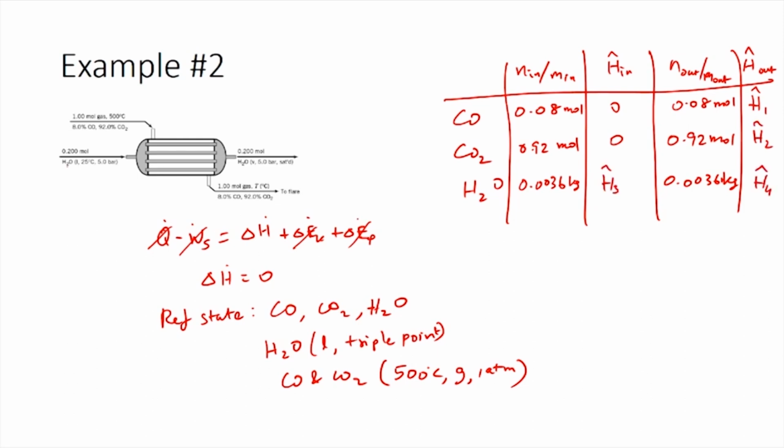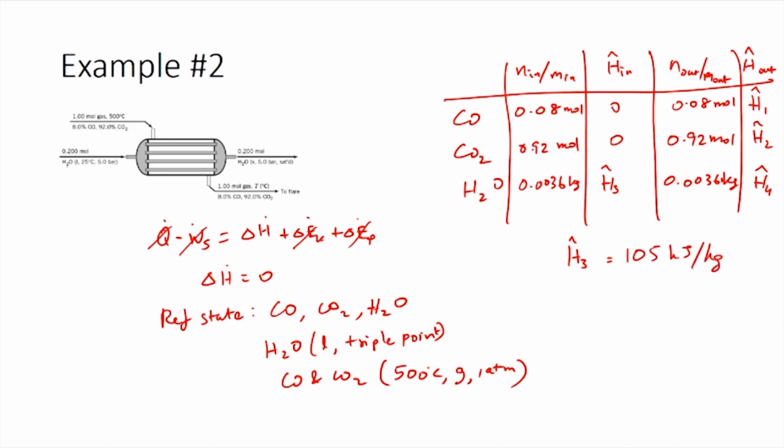So, H3 cap and H4 cap we can look up in steam tables. We have information about the inlet and the outlet conditions. The inlet condition says water at 5 bar, liquid, 25 degrees Celsius, and the outlet condition is water vapor at 5 bar and saturated. So, H3 cap would be equal to 105 kilojoules per kilogram from the steam tables.